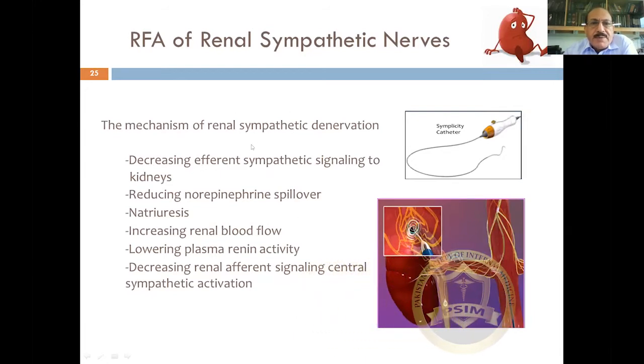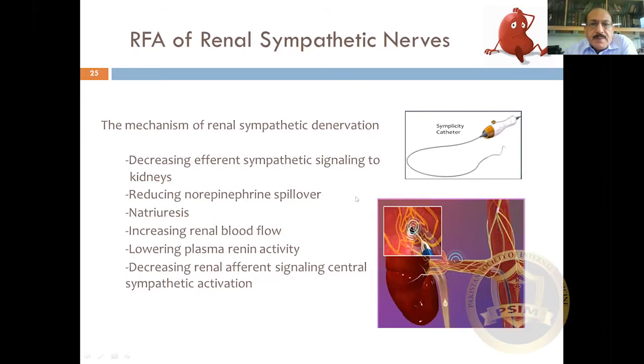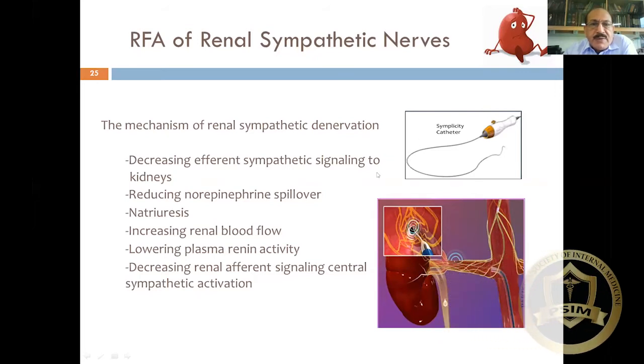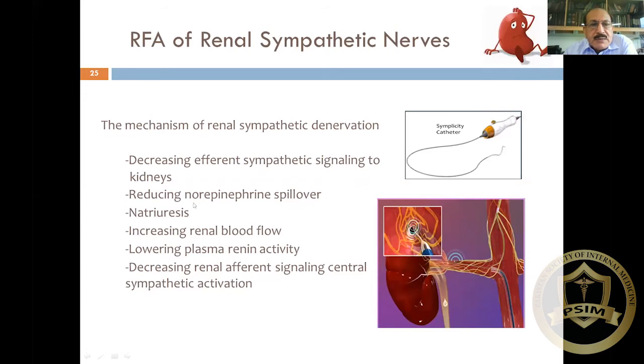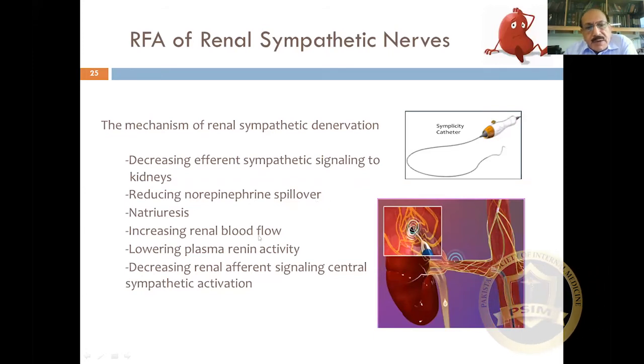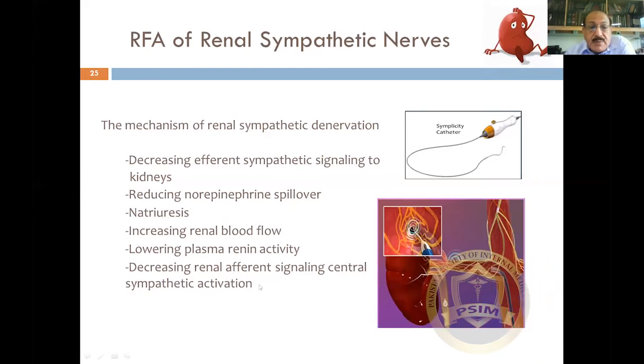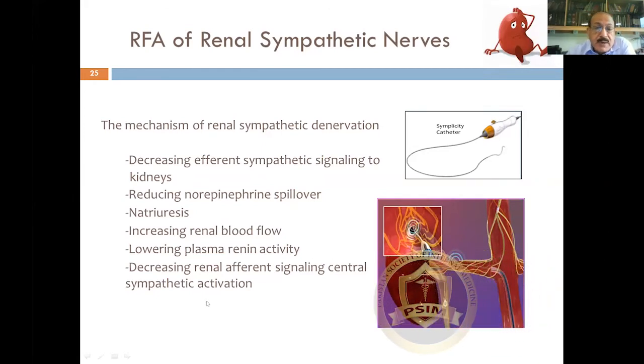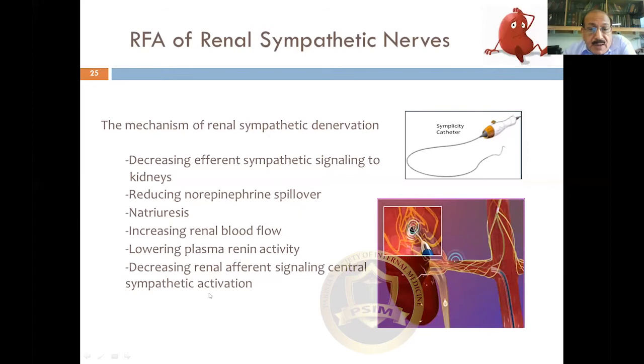Basically, the mechanism of renal denervation: there's decreased efferent sympathetic signaling to the kidneys, reducing the norepinephrine spillover, some natriuresis, increasing the renal blood flow, lowering the plasma renin activity, and decreasing the afferent sympathetic activation. These are the things that you somehow touch upon when you are doing the denervation.